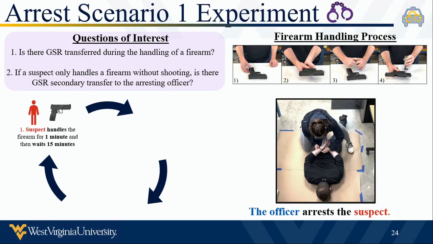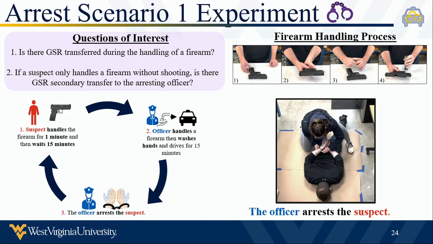And this is the way that the dynamic operates. So first we have a suspect who handles the firearm for a minute and then waits for 15 minutes. Second, an officer handles a firearm and then washes the hands and drives for 15 minutes. And then later, the officer arrests the suspect. And then the idea is to respond to the questions of interest that I highlighted over here.